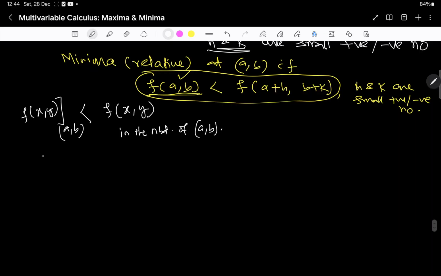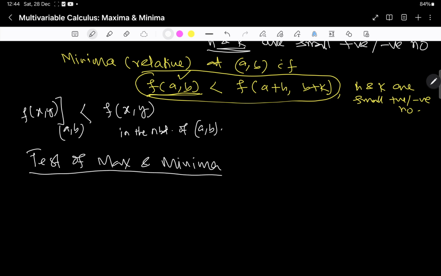Now the test of maxima and minima. How to test whether (a,b) is a point of maxima or minima or a saddle point, we'll see. So what is the working rule?